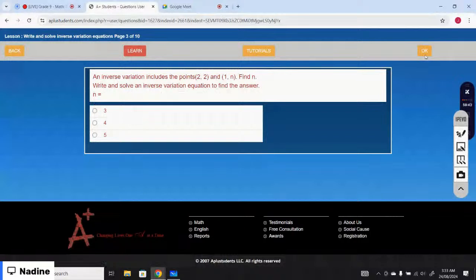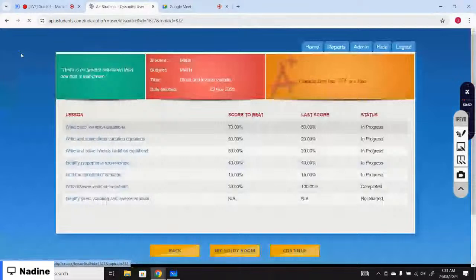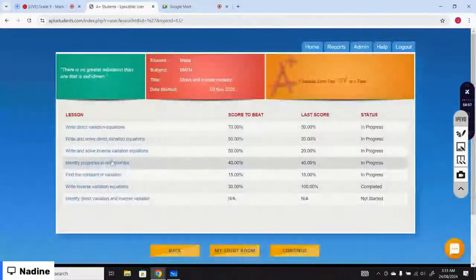Yes, 4 it is. The correct option is 4. Okay, you can complete the lesson by yourself later today. Let me just move on to the next lesson. The next lesson is identify proportional relationships. Let's just start with the lesson.